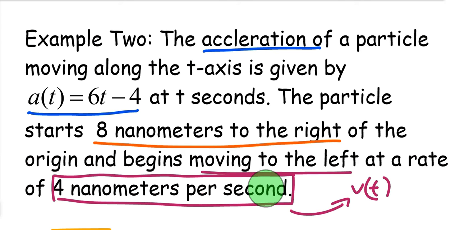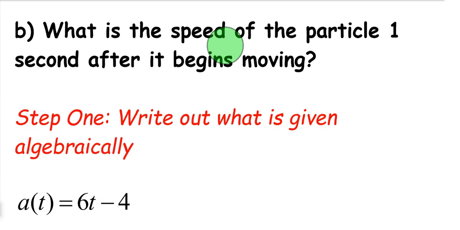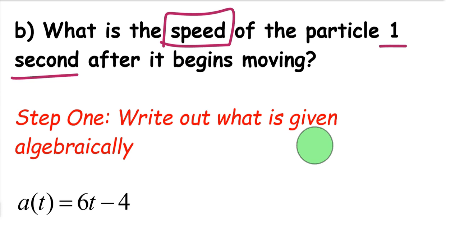So we're looking at the same problem, but we're going to ask a different question about this particle's motion. So let's take a look. The question we're going to ask is, what is the speed of the particle 1 second after it begins moving? So we just want to know what its speed is after 1 second. It's a very simple question, actually simpler than the first question we asked, but that's fine. Get the hardest one out of the way first.